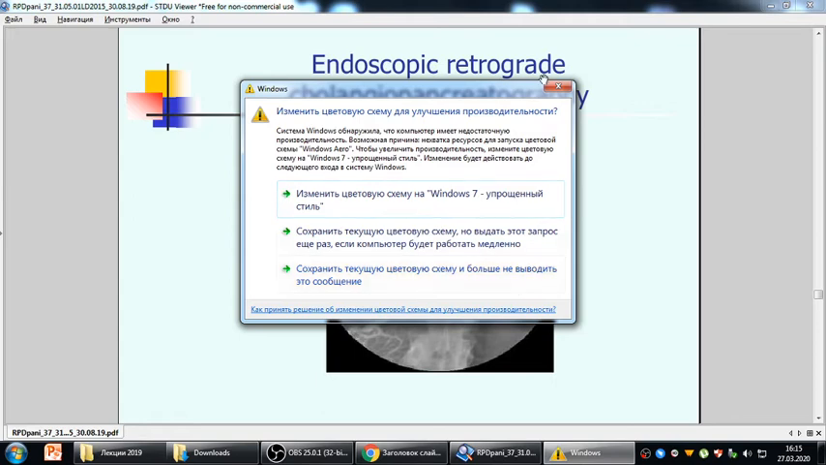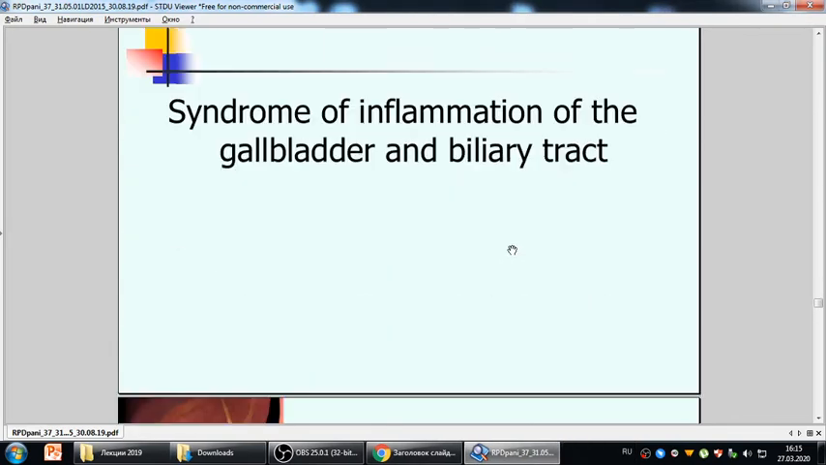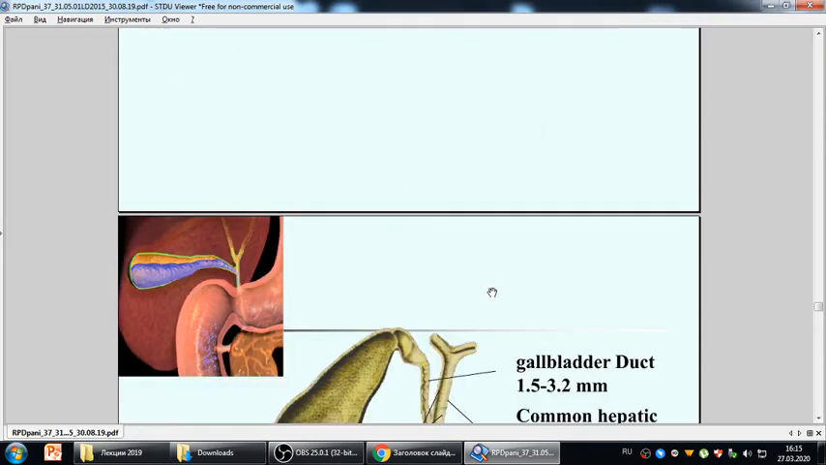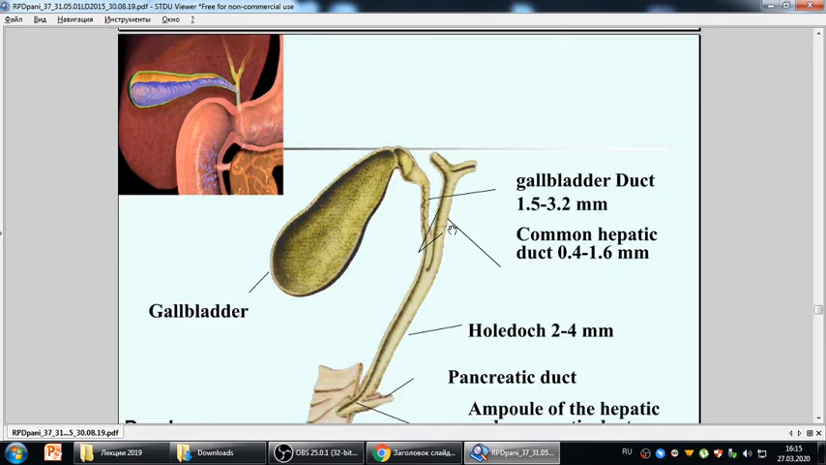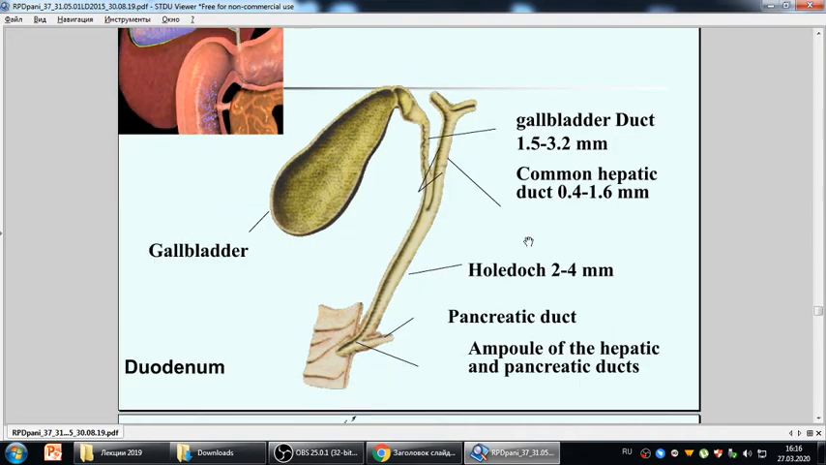And now we continue our lecture with the syndrome of inflammation of the gallbladder and biliary tract, or cholecystitis and cholangitis syndrome. And here is the anatomy of the gallbladder and pancreatic duct, or gallbladder duct and pancreatic duct.